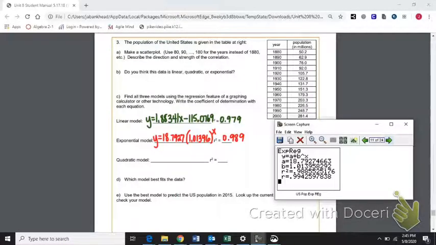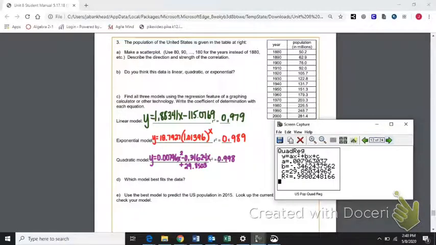So far, as we compare the two models that we have, because our coefficient of determination for our exponential model is higher, some of us picked linear at the beginning, but it's looking more exponential. We're not done yet though, because we have to take a look at our quadratic model. Based on our regression models, it appears that our quadratic model is the best fit for this data.